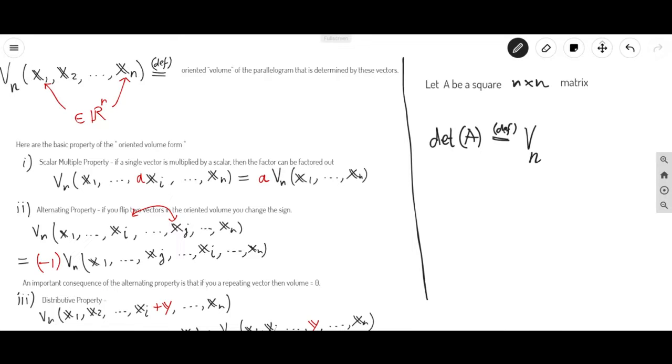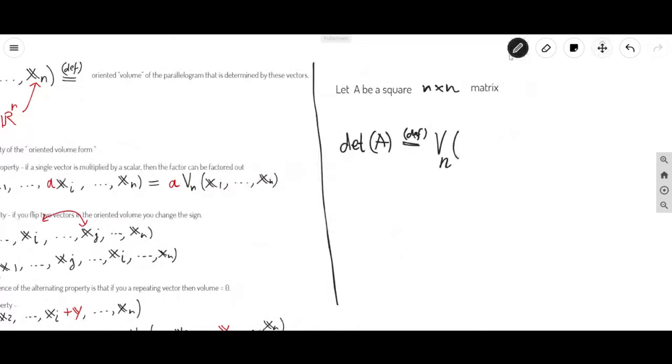So you're going to take the oriented volume of the columns that make up the matrix. You're going to do column 1 of the matrix, column 2 of the matrix, up to column n of the matrix. You're going to take the columns of the matrix, and then you're going to calculate the oriented volume. That's the way you do it.